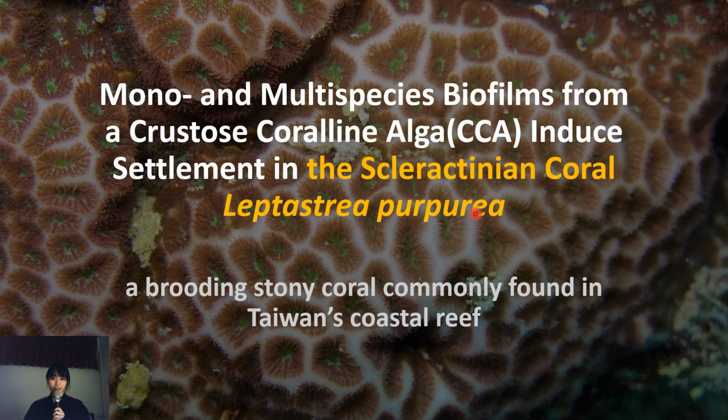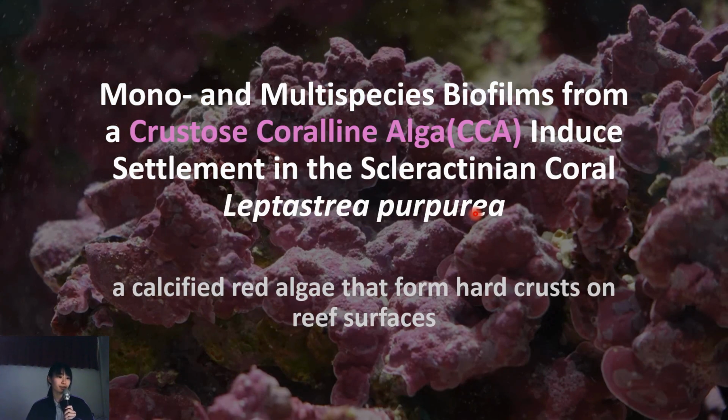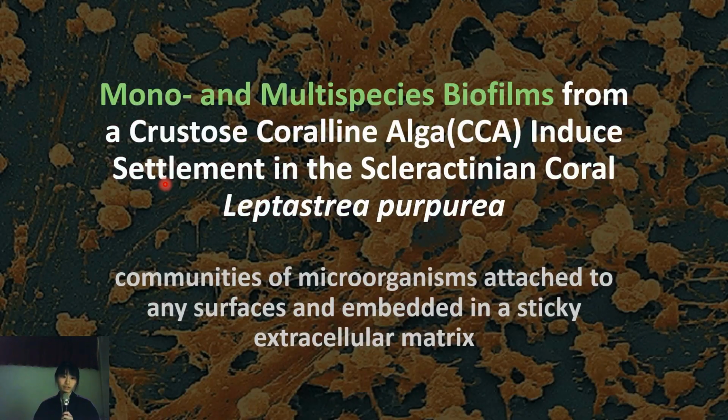And I still need to introduce our characters. First, our research subject, the scleractinian coral, which is a stony coral. Leptastrea purpurea uses brooding as its reproduction strategy. And crustose coralline alga, abbreviated as CCA, is a calcified red algae that forms a hard crust, just like the pink layer in the background picture.